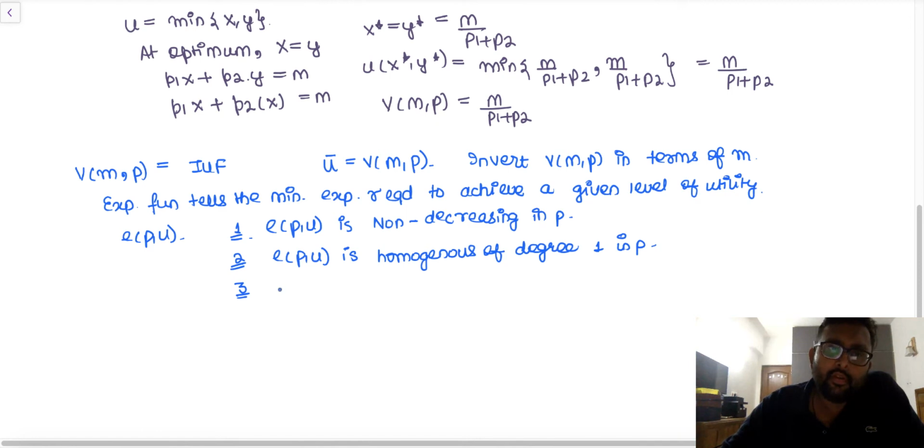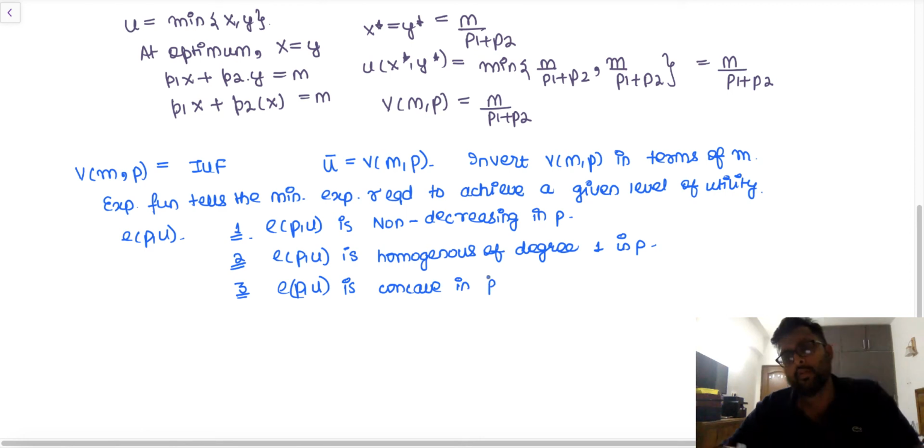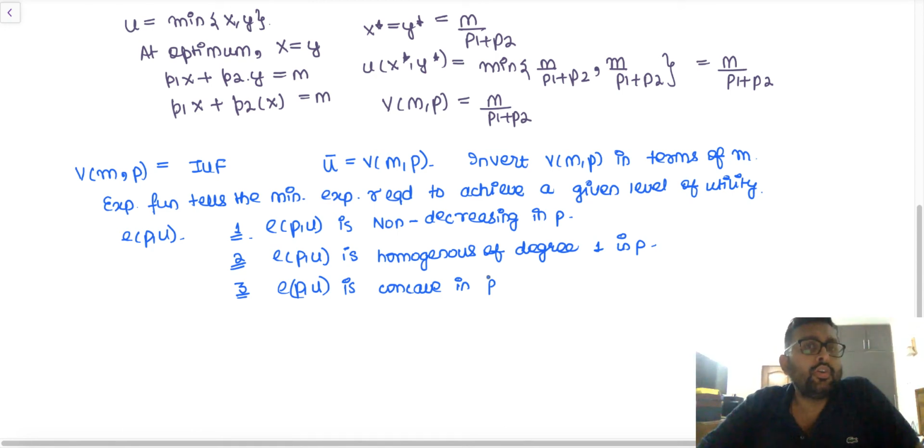Then you have that the expenditure function is concave in prices. Now, I hope you understood the meaning of homogeneous of degree 1 in prices. When it is degree 1, it means that when prices double, expenditure also doubles, right? So these are certain properties of the expenditure function.